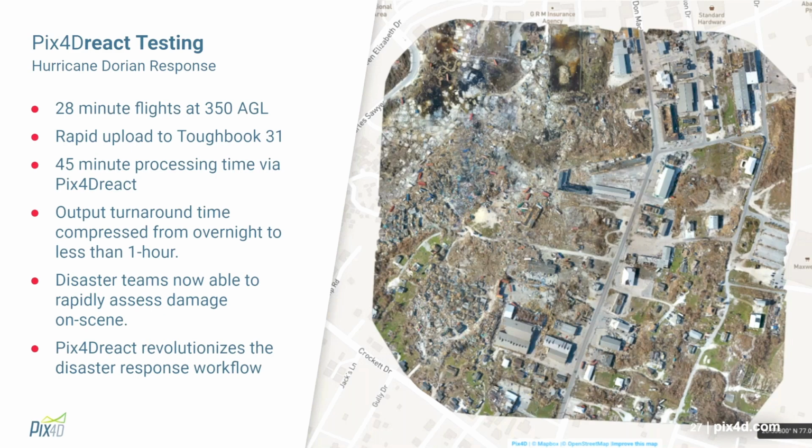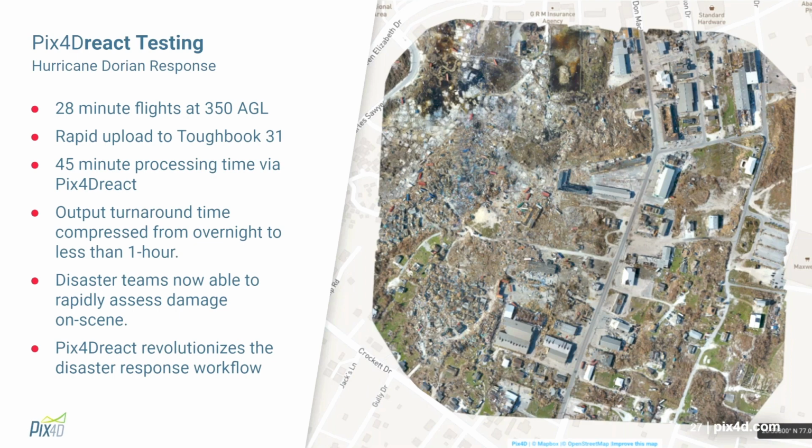So going into the actual test, 28-minute flights at 350 feet above ground level, rapid upload to the Toughbook 31. It probably took maybe 2 minutes or so max to get those all in. It was really quick compared to what we were used to with the old process on Mapper and using the internet upload, which could take up to an hour for all those to upload. The output turnaround time, what was really amazing, it was 45 minutes to process on the Toughbook 31.